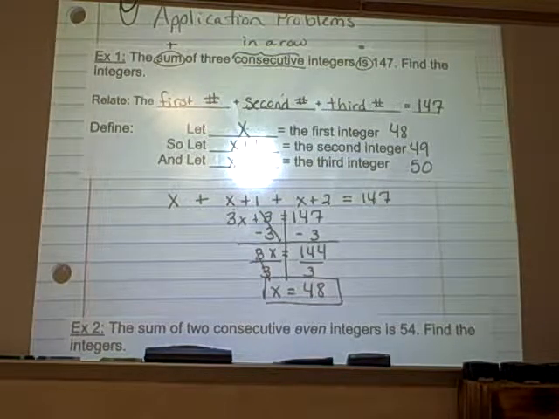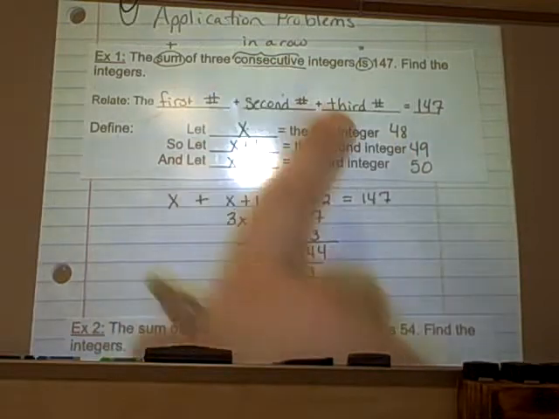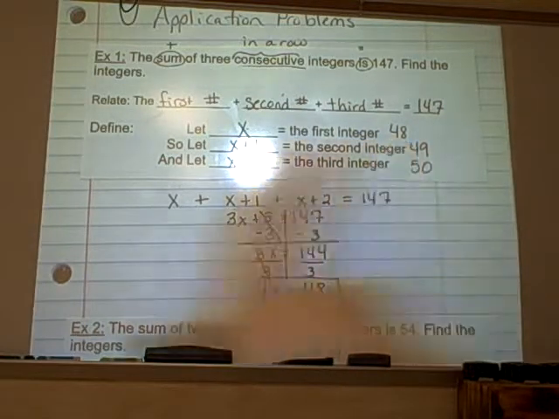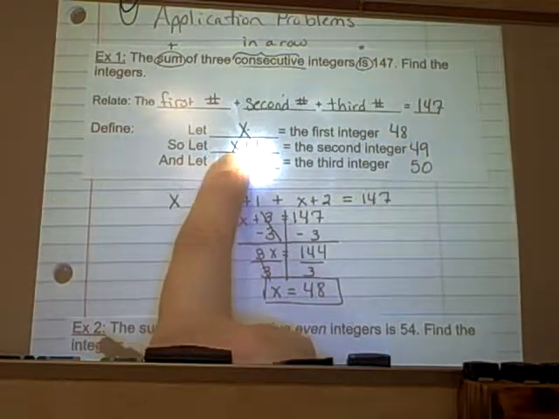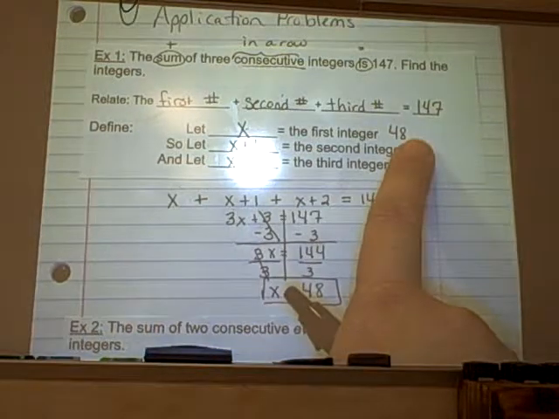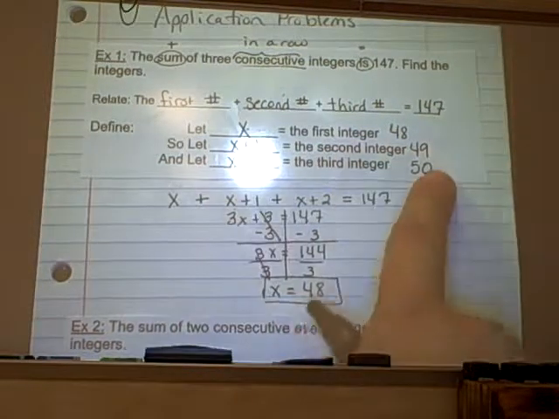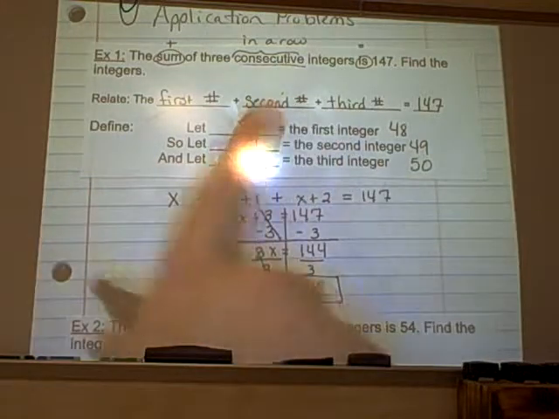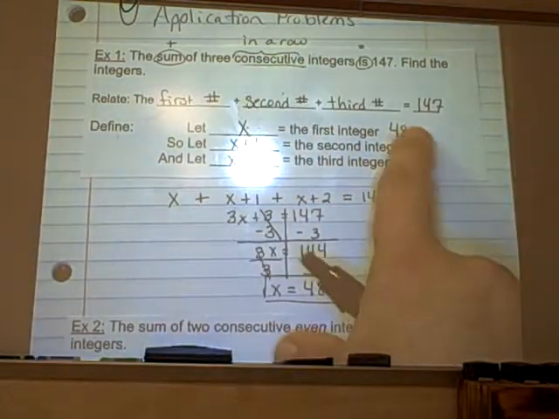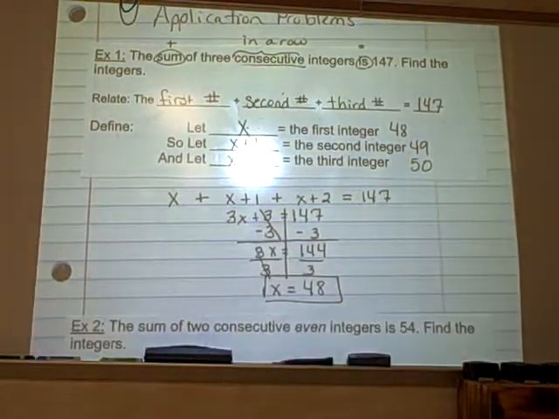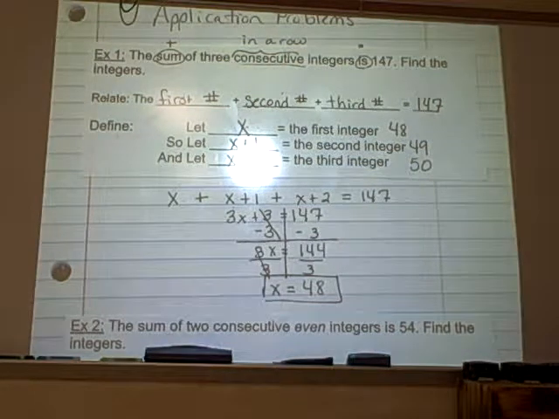Yes? I'm just a little bit confused. The second and third integer, I get the first one, how do we go back and get x plus 1? Okay, there's a couple ways to do that. You could take 48 and put it right there for the x, and do 48 plus 1 and get 49. And then 48 plus 2 and get 50. Or if you know that they're in a row, you're just counting 48 and then 49 and then 50. Oh, okay, because it says consecutive. Yes, because they're in a row.